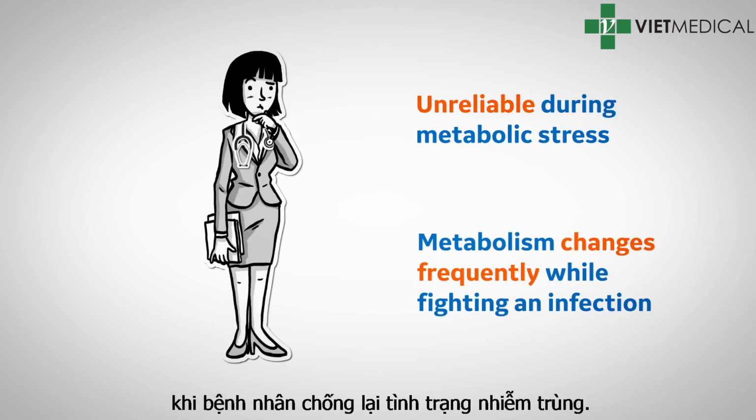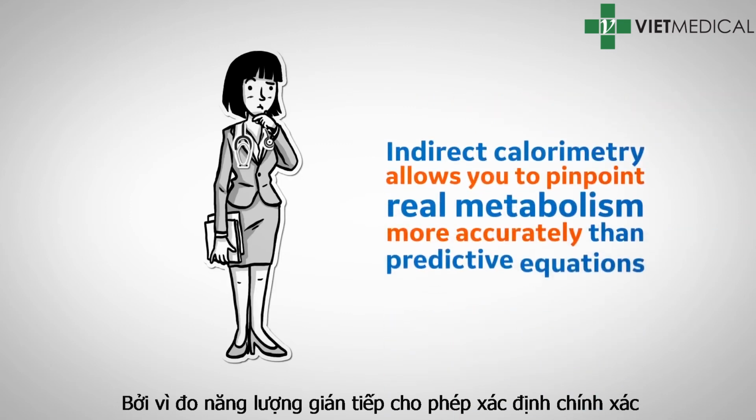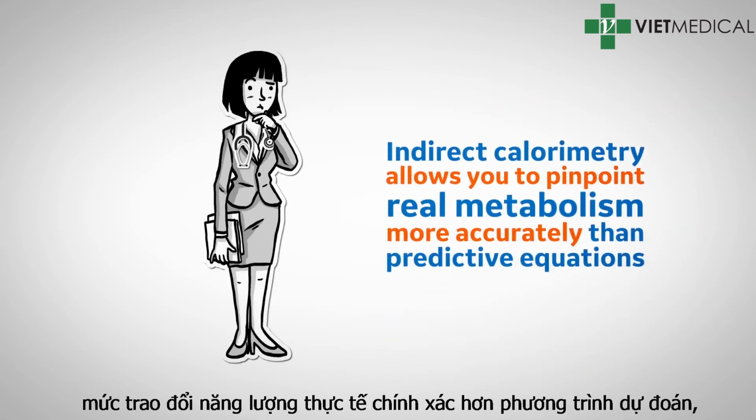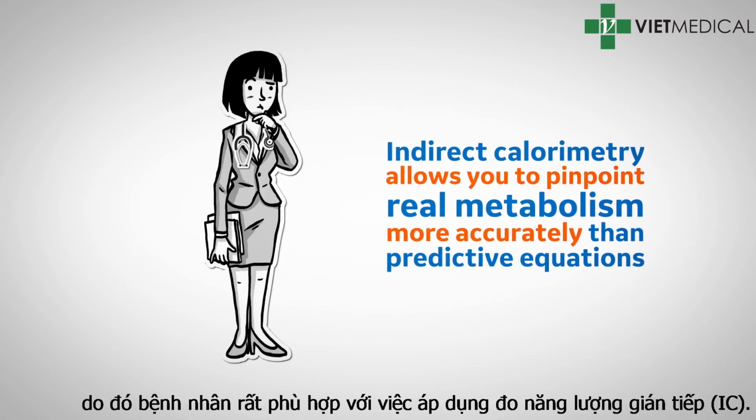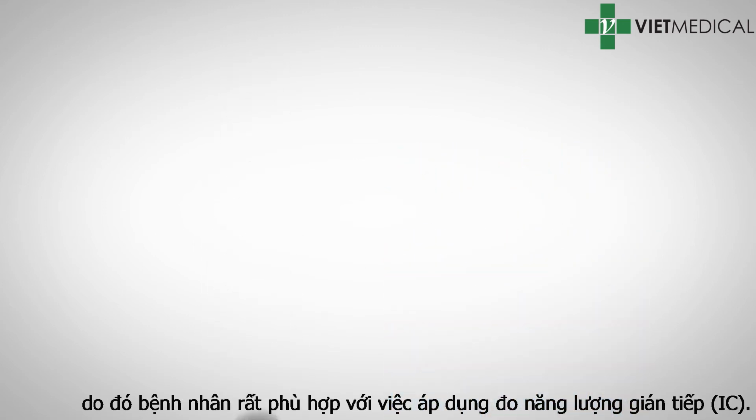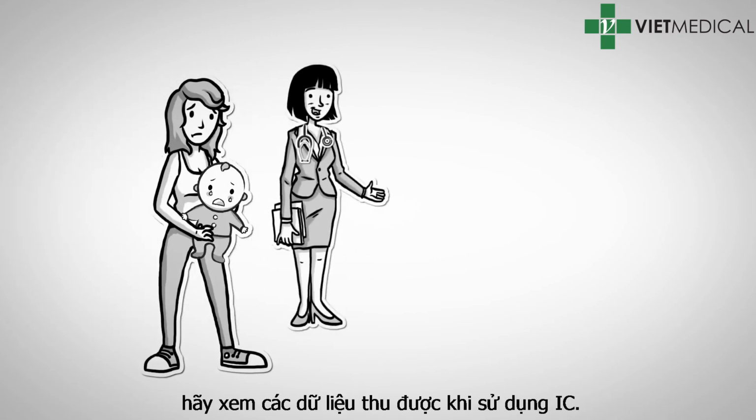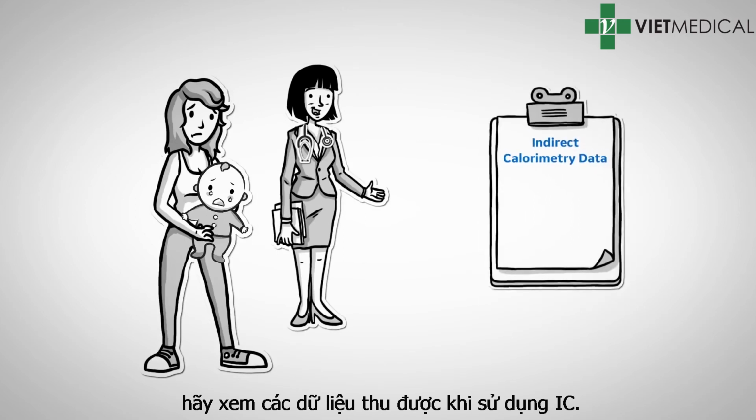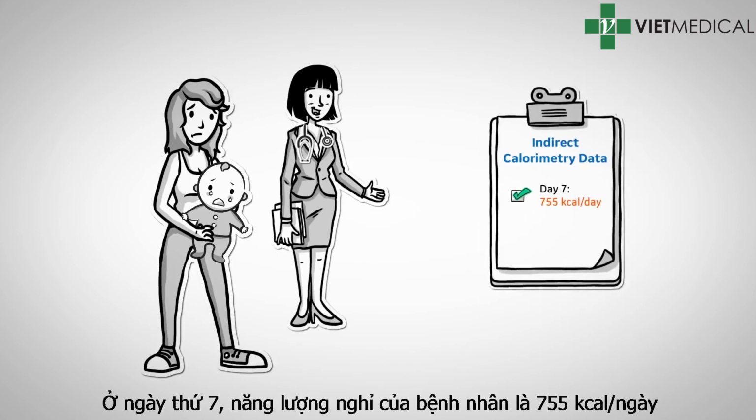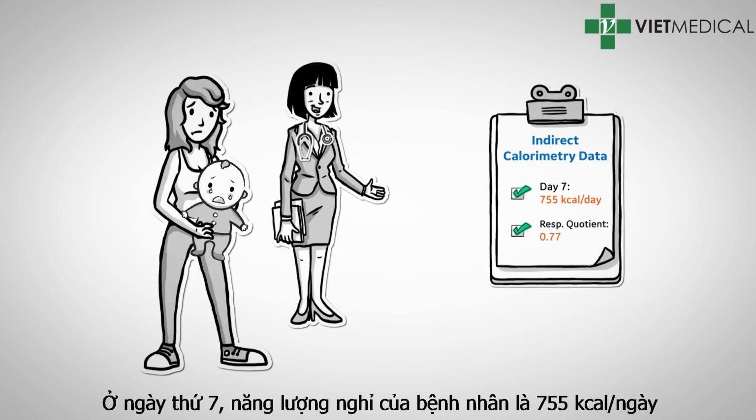fighting an infection. Because indirect calorimetry allows you to pinpoint real metabolism more accurately than predictive equations, this patient is a great candidate for IC. To confirm that the patient's metabolism does indeed vary day to day, take a look at the numbers we obtained using indirect calorimetry data. On hospital day 7, the patient's resting energy expenditure was 755 calories per day.